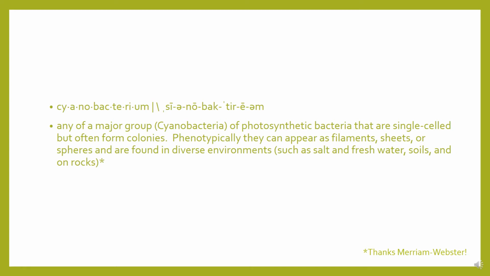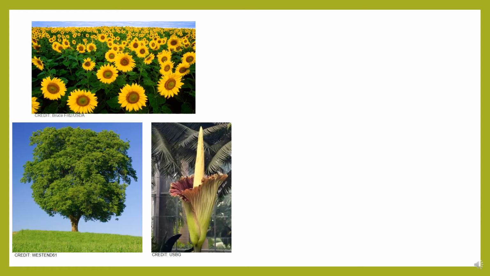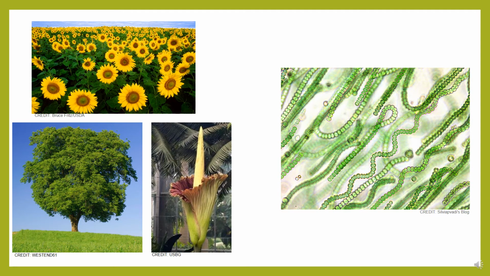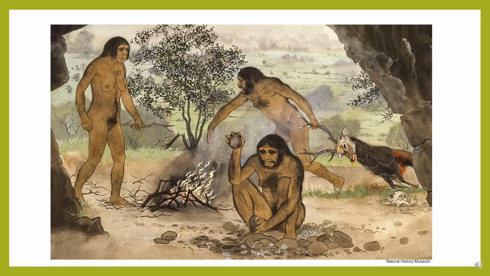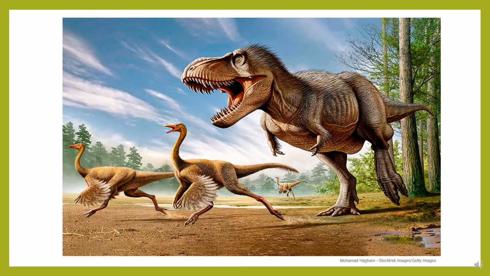Okay, so cyanobacteria. It's any group of photosynthetic bacteria that are single-celled, but they're often in colonies. These can appear like filaments, sheets, spheres, coils, and they're found in a lot of different types of environments. Also, does this pronunciation actually help anyone out? So basically, if you like these things, or whatever that thing is, you have to thank these guys for it. So back in history, further back than that, even further than this, even further than that.